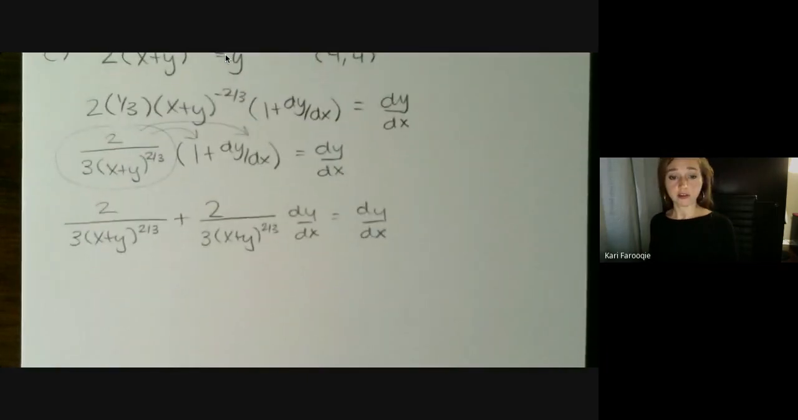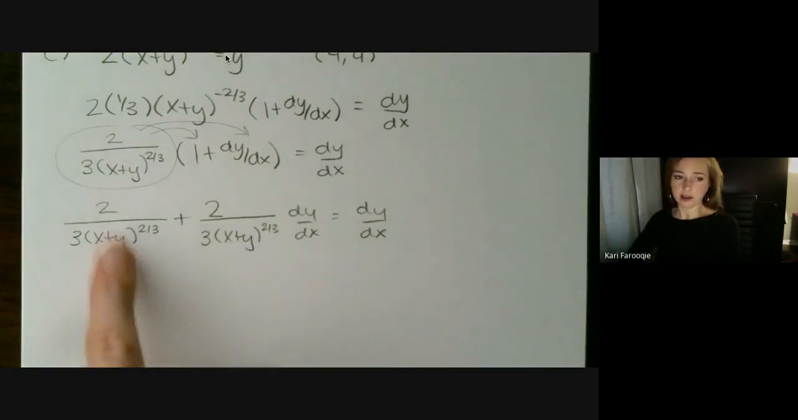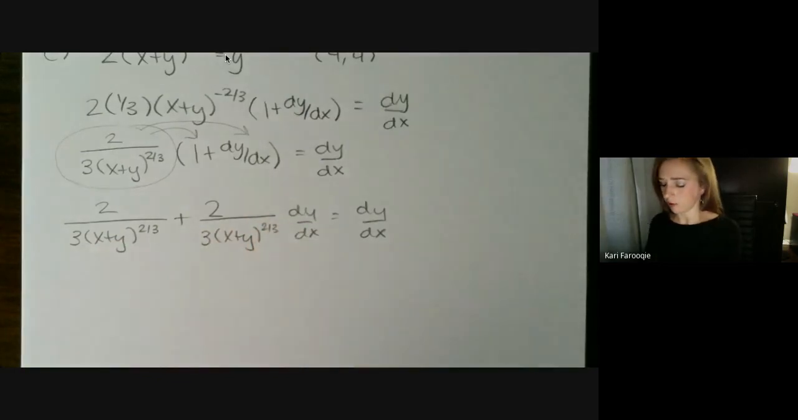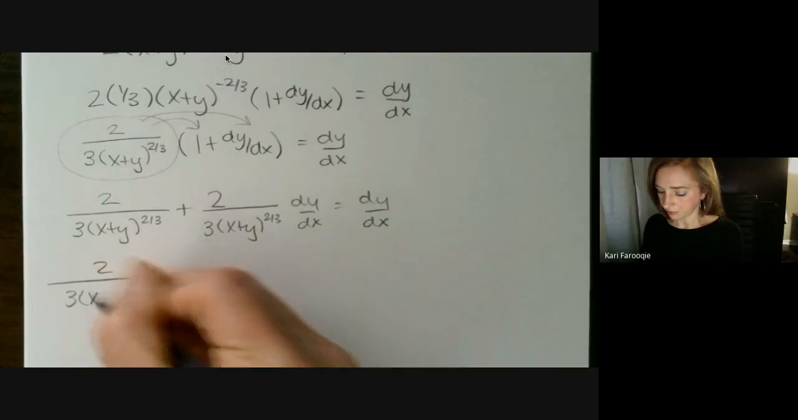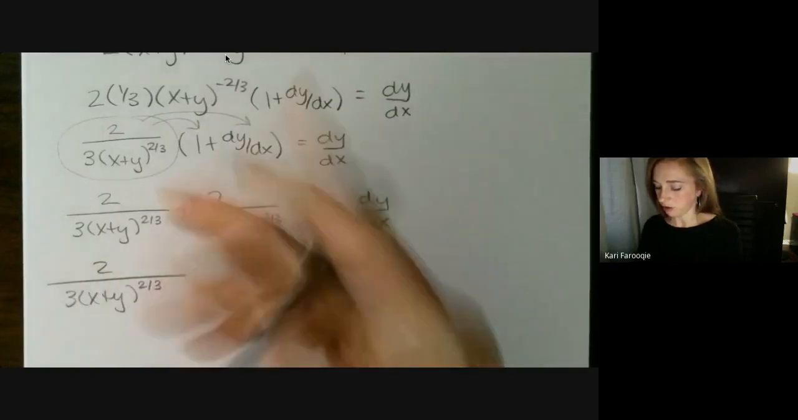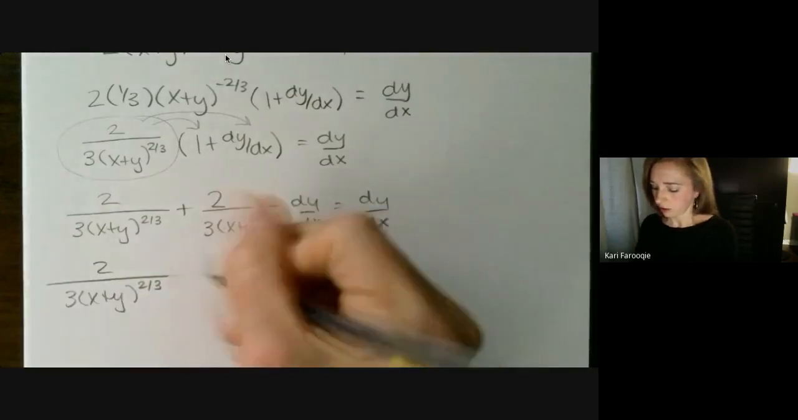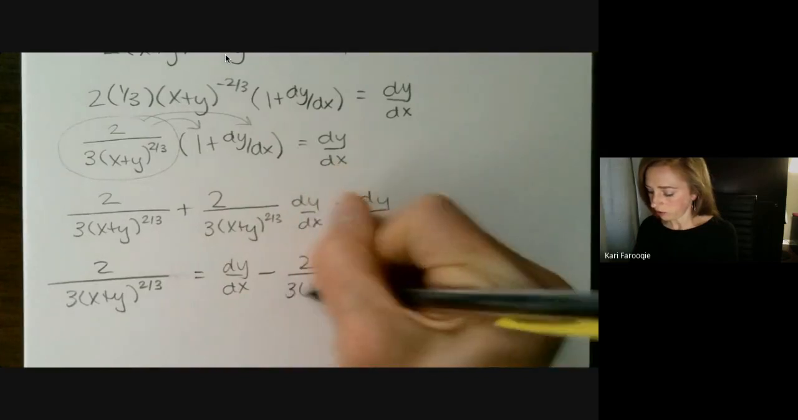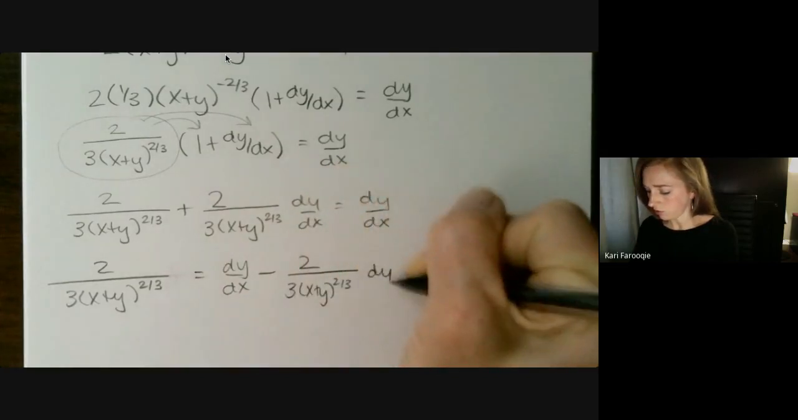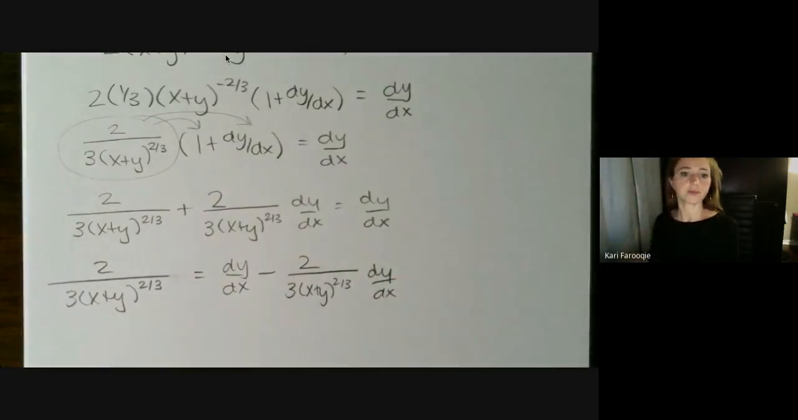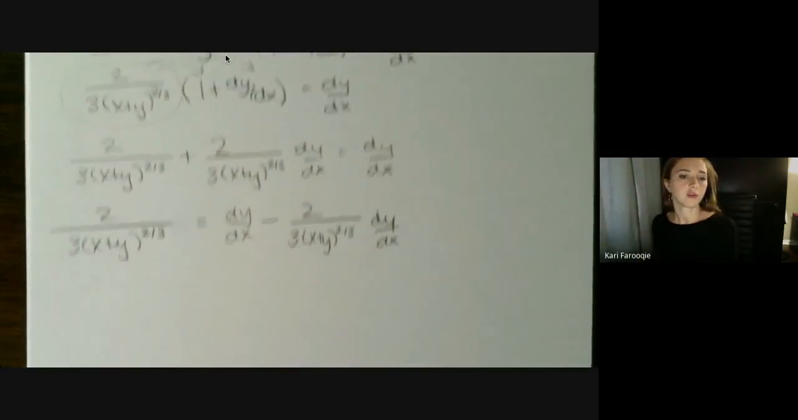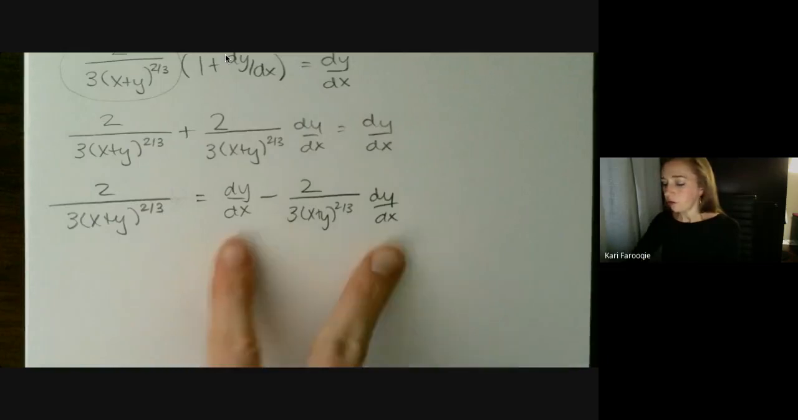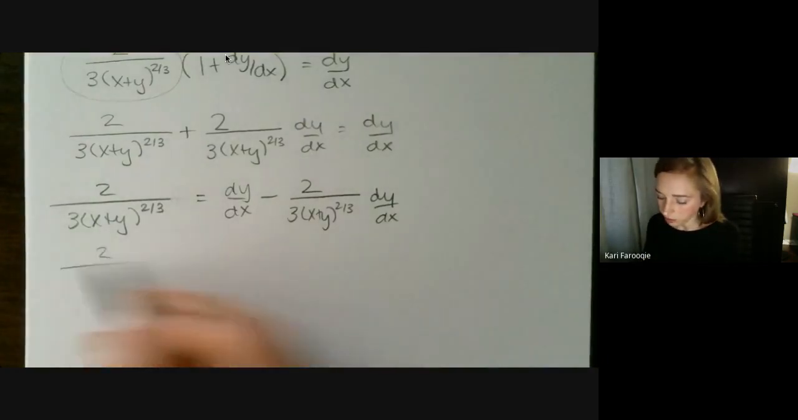Okay, I want all the dy/dx's on one side. This guy is already over here, so I might as well leave him and then just move this dy/dx from the left to the right. So I'm going to leave that little quantity over here. On the right-hand side, I'm going to have dy/dx minus 2 divided by 3 times (x plus y) to the 2/3 dy/dx. So not a whole ton is happening in each step, just little things here and there. Now, if you want to factor and solve here, that's fine. Oh my gosh.